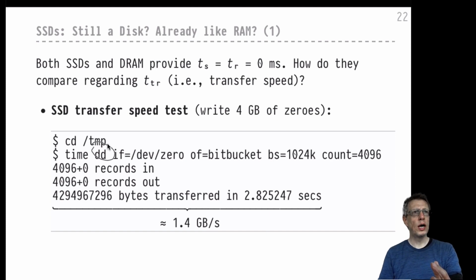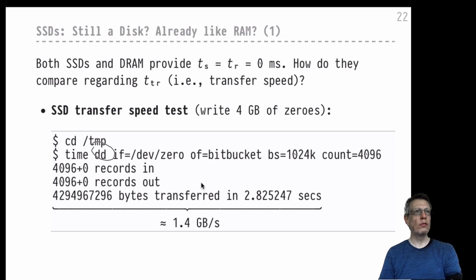So disk dump. What I do is I will just read a system provided source of zeros, the /dev/zero file, the virtual file from which I can read an arbitrary amount of zeros. I will output them into a file I call bitbucket, stored in a temporary directory, and I will move 4 gigabytes of such zeros. So 1024 kilobytes of information times 4096 repetitions. That makes 4 gigabytes of data written to the file system and thus to the SSD of my particular system.